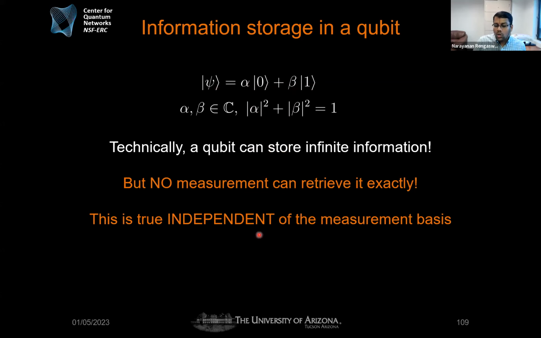And this is true not just for this basis, but any basis you measure, any observable you measure, the measurement can only retrieve a finite amount of information. And this is why just a single qubit is not enough. And this is why you have to engineer these unitaries and measurements in a careful way to get useful results through a quantum algorithm.